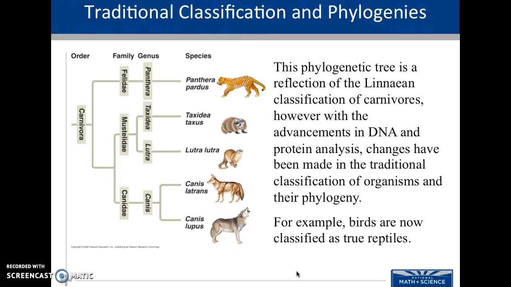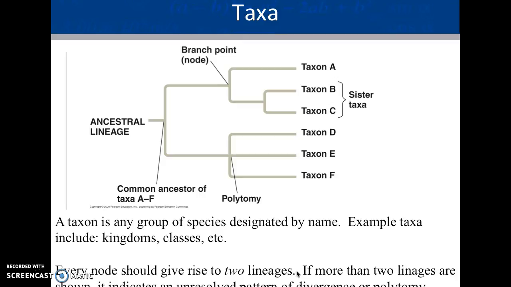This is another example of a phylogenetic tree. It's just oriented a little differently. This is actually the more common phylogenetic tree. This phylogenetic tree is a reflection of the Linnaean classifications of carnivores. However, what we know now using DNA and protein analysis is that some of these would not be as related as we originally thought. For example, birds are now classified as true reptiles. So if we look at the phylogenetic tree of birds and reptiles, they're actually going to be very close and branching off from a common ancestor.